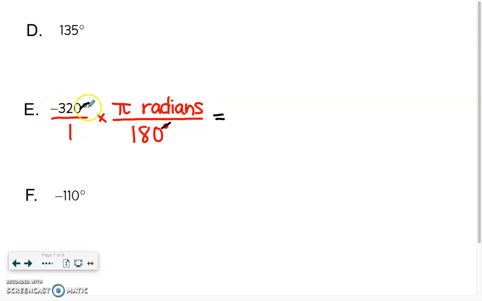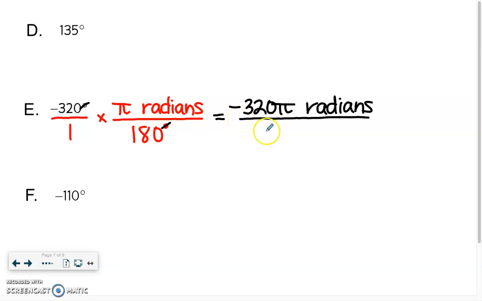All right, so what do I have left? I have negative 320 times pi radians. So that would be negative 320 pi. And I'll just go ahead and throw the word radians up there too. Divided by 180 would be on the bottom. And then I've got to figure out how I can reduce this fraction because it's just kind of a mess.